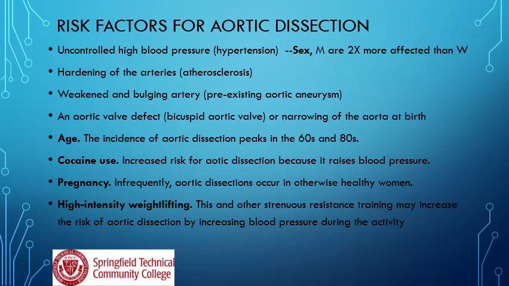Risk factors for aortic dissection include uncontrolled hypertension. Men more commonly are affected than women. Atherosclerosis, weakened and bulging artery or a pre-existing aortic aneurysm. Aortic valve deficit, also known as a bicuspid aortic valve or narrowing of the aorta at birth. The incidence of aortic dissection peaks in the 60s to 80s.